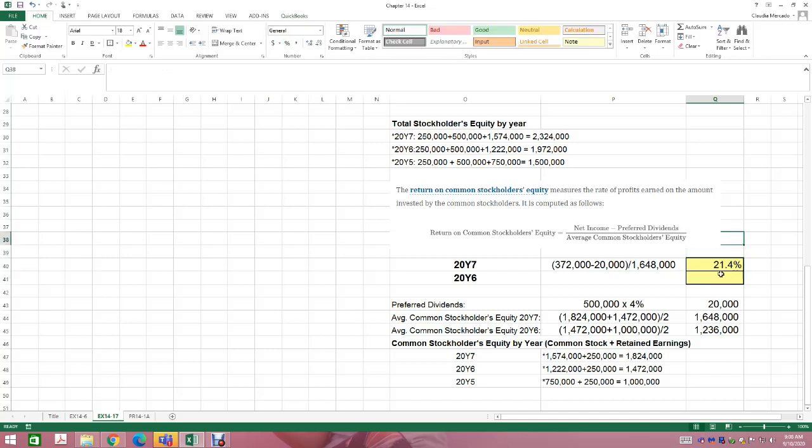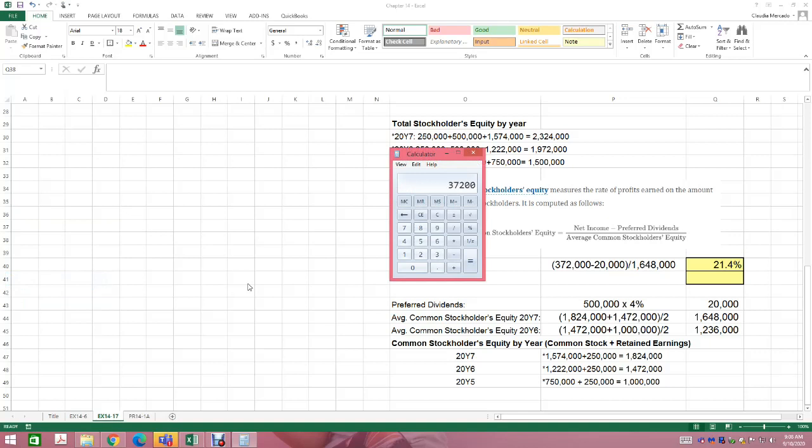How do we do that if we're using a regular calculator? Well, it's 372 minus 20,000. That gives me 352, and I divide that by $1,648,000. I get that number, then I multiply by 100 to give me a percentage, and we look at the second digit after the decimal. If it's a 5 or greater, we round up. So because it is a 5, I'm going to round that 3 up to a 4. So that will be 21.4%. That is how we do it in a calculator.